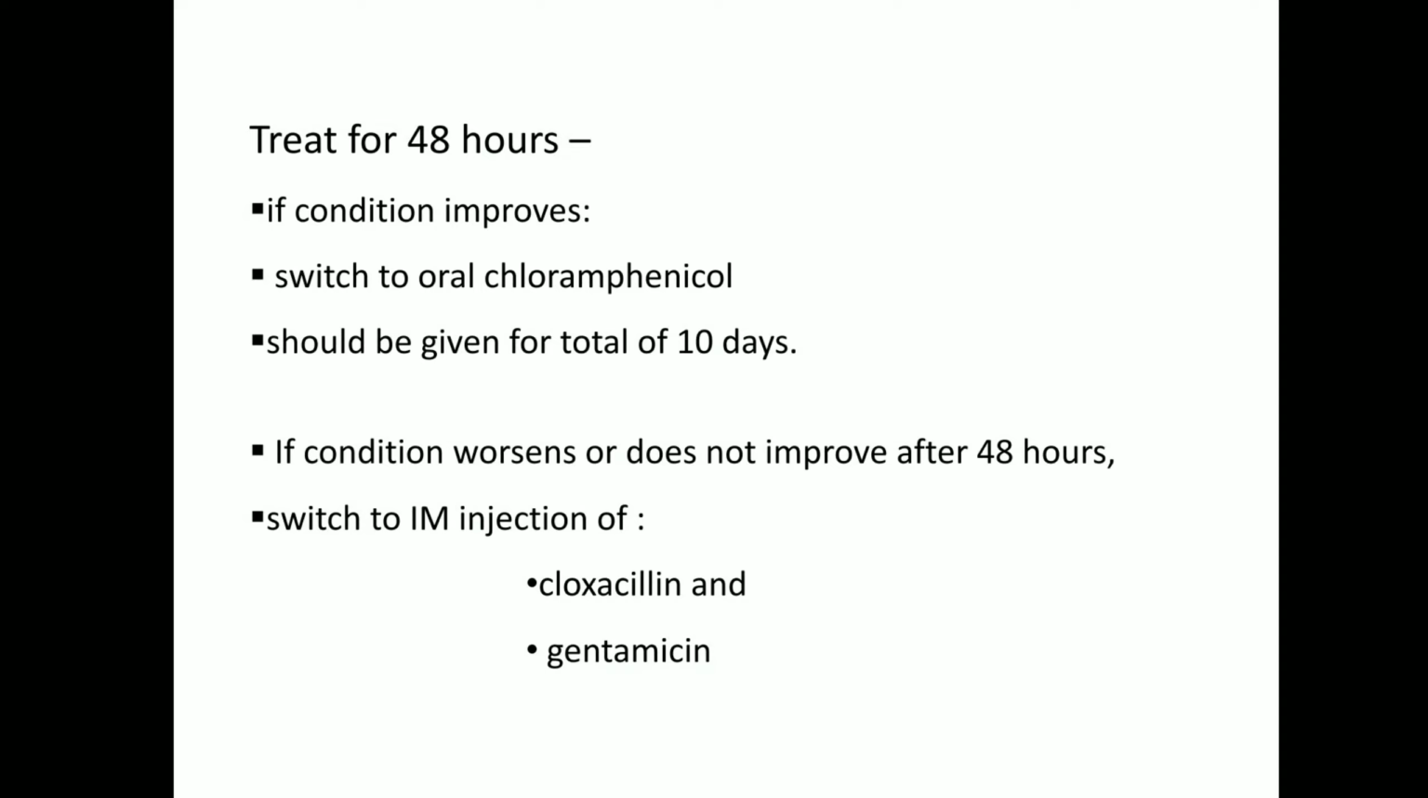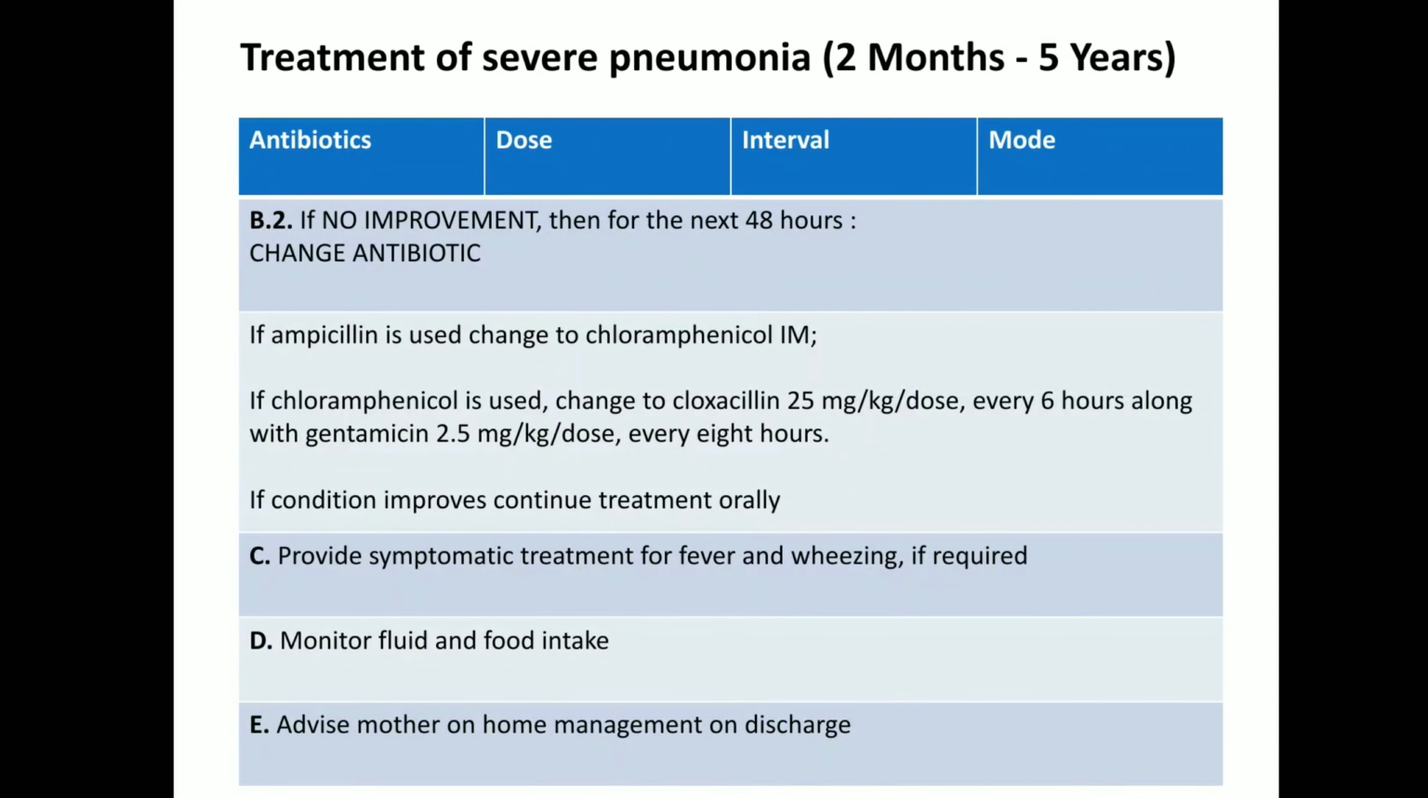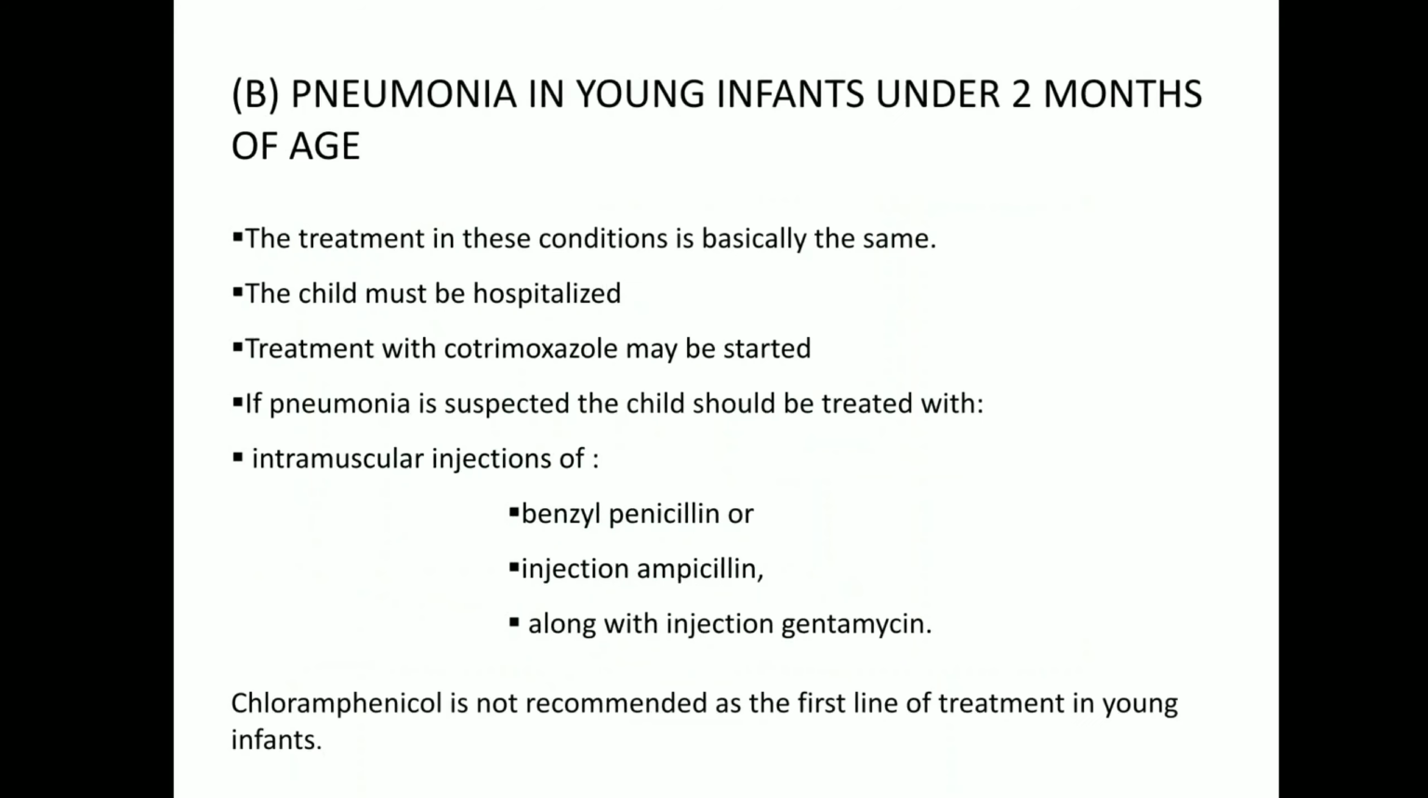If the condition is improving, what you have to do? If the condition is improving, you have to switch the chloramphenicol injection to oral form, and you have to continue the treatment for next 10 days. If the condition is worsening after 48 hours and if it is not improving, you have to go for cloxacillin and you have to go for gentamicin. So this is regarding treatment of severe pneumonia and very severe pneumonia.